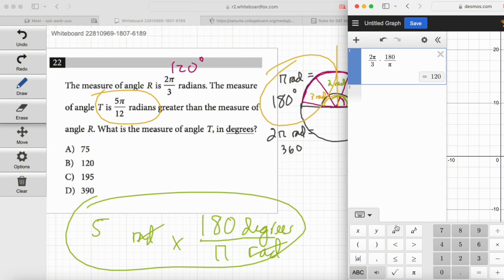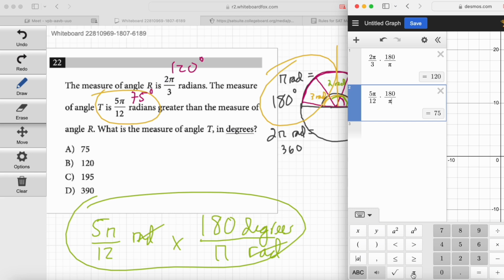It's 5 pi over 12 radians. I'm going to do that down here. 5 pi divided by 12 times that unit conversion again of 180 divided by pi. And what does that give us? 75. So now we can reread the question. T is 75 degrees greater than the measure of angle R. This question's a lot easier to understand. Does it make sense what we're doing here?